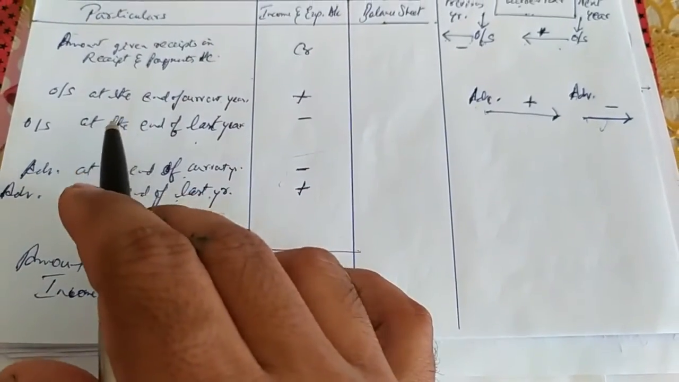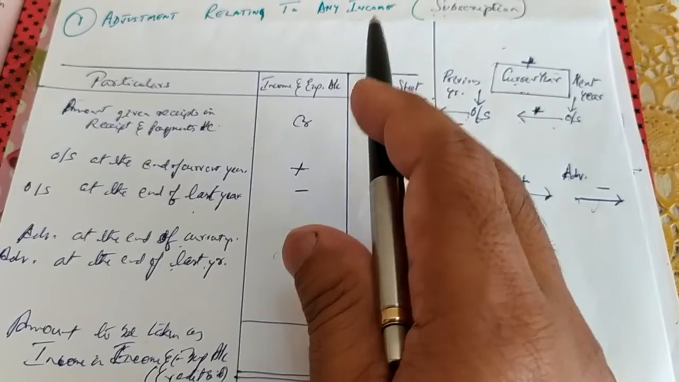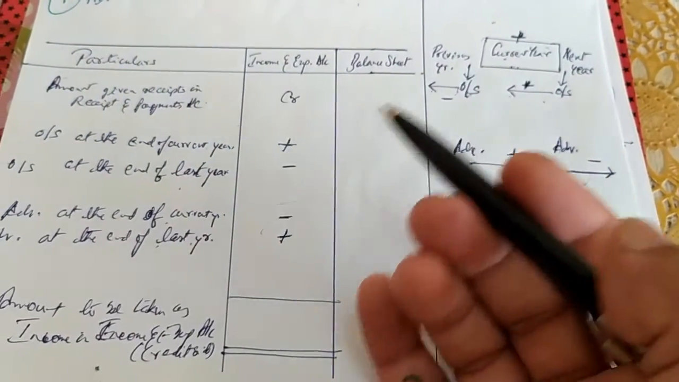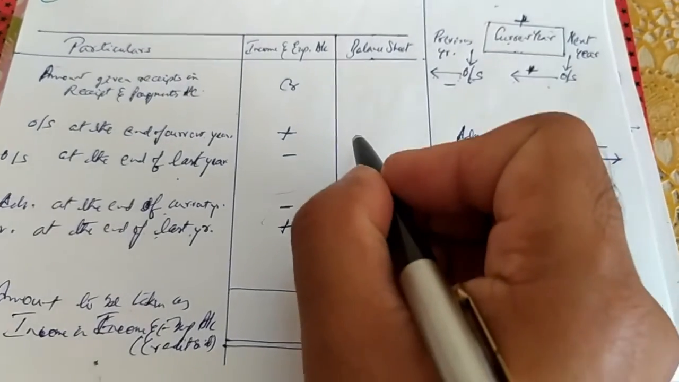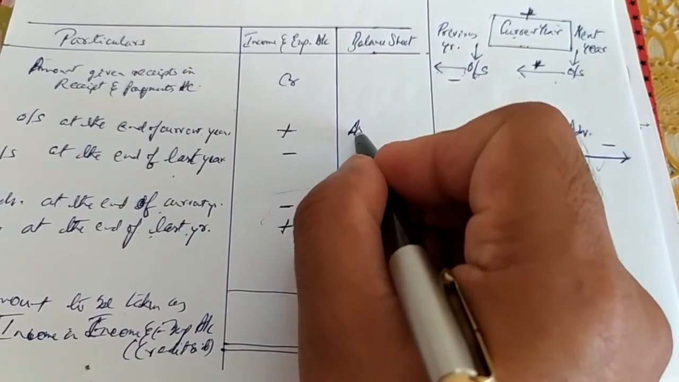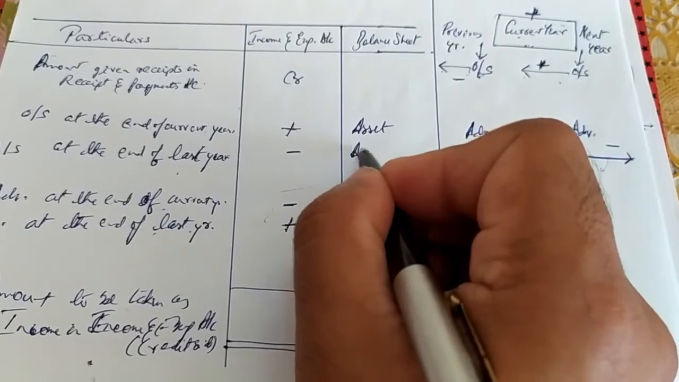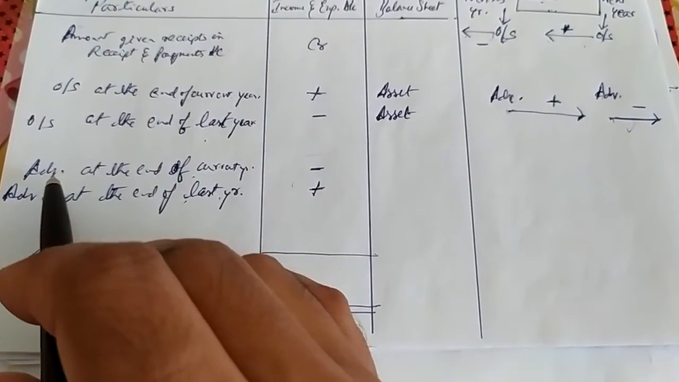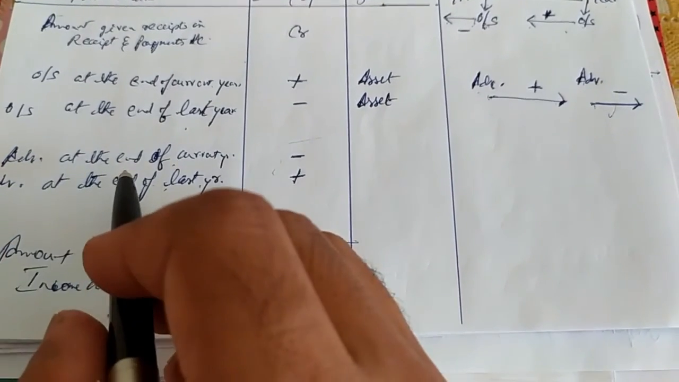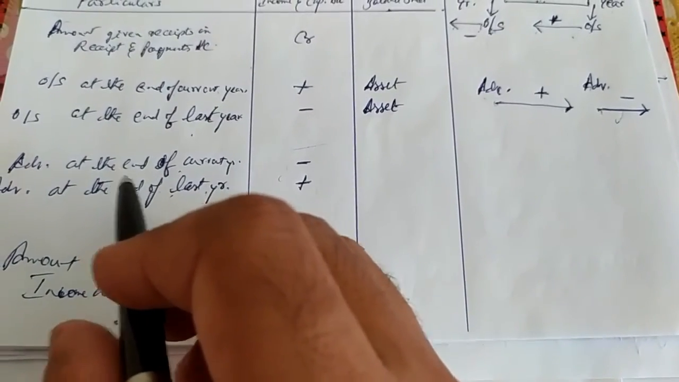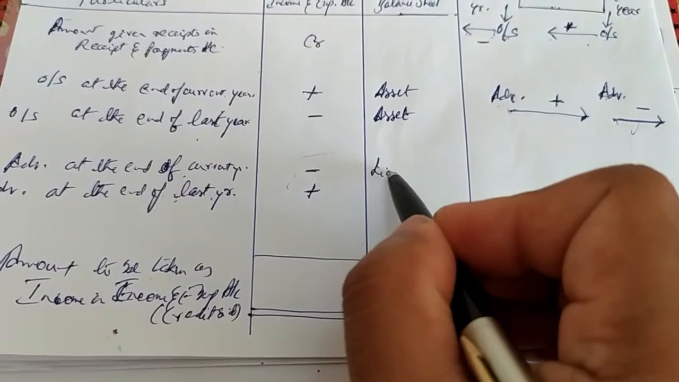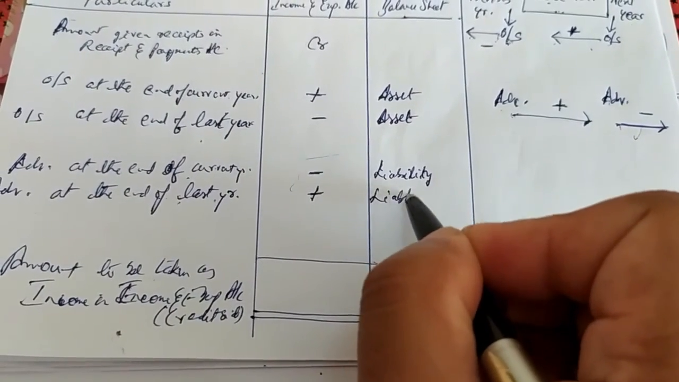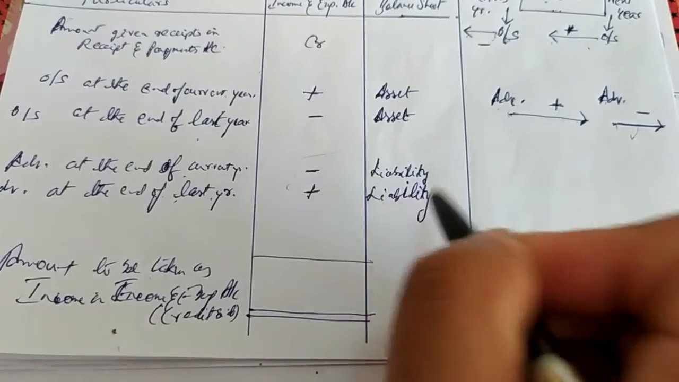Now for any outstanding income, whatever amount is outstanding, that is we are to receive that amount. So it will be treated as an asset for the non-profit organization. Okay, any outstanding is an asset for them. On the other hand, the advance which they have received in advance, that is a liability. So any subscription or income received in advance will be a liability.